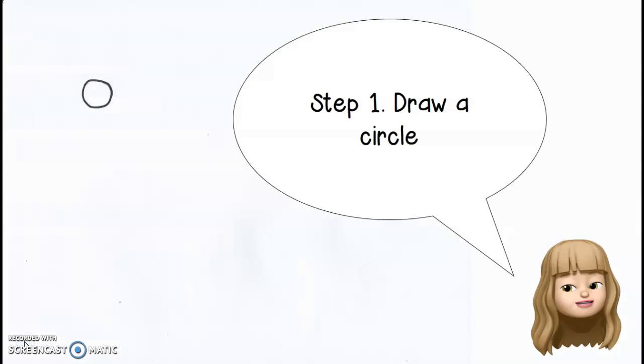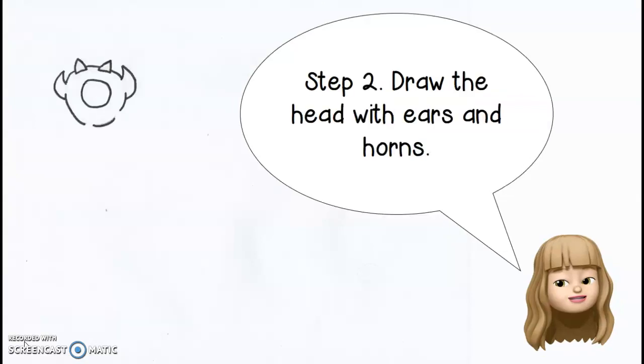Step 1 is just very, very simple. All I'm asking you to do is to draw a circle on your paper. Step 2 is to draw a head around that circle. Create the little ears and the pointy horns on the top.